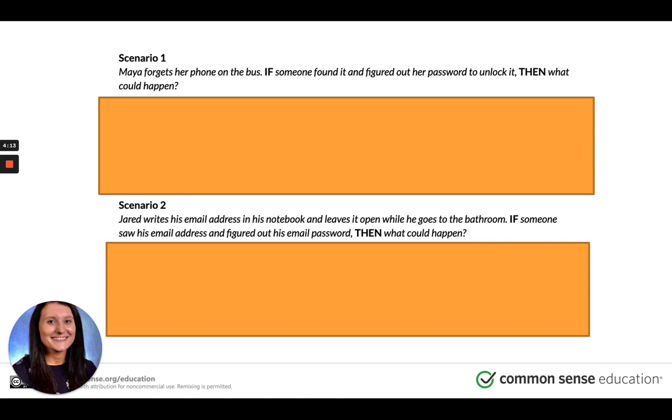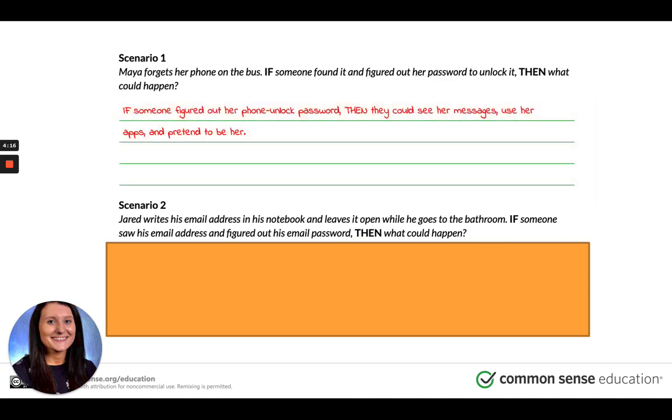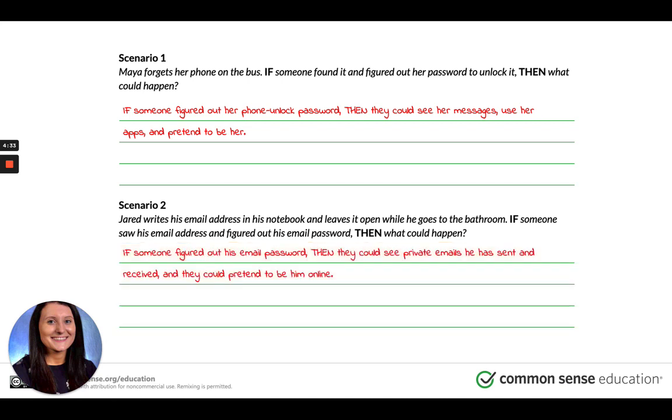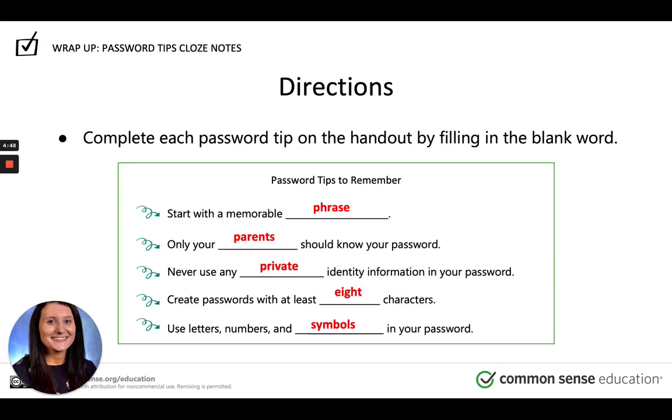All right, let's look at some ideas here. So for scenario 1, if someone figured out her phone unlock password, then they could see her messages, use her apps, and pretend to be her. And for scenario 2, if someone figured out Jared's email password, then they could see private emails he has sent and received, and again, they could pretend to be him online.